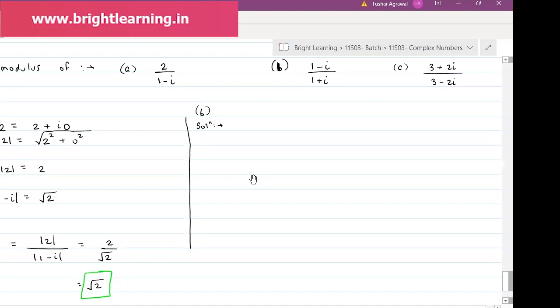Quickly, what is the modulus? 1. Yes, correct.